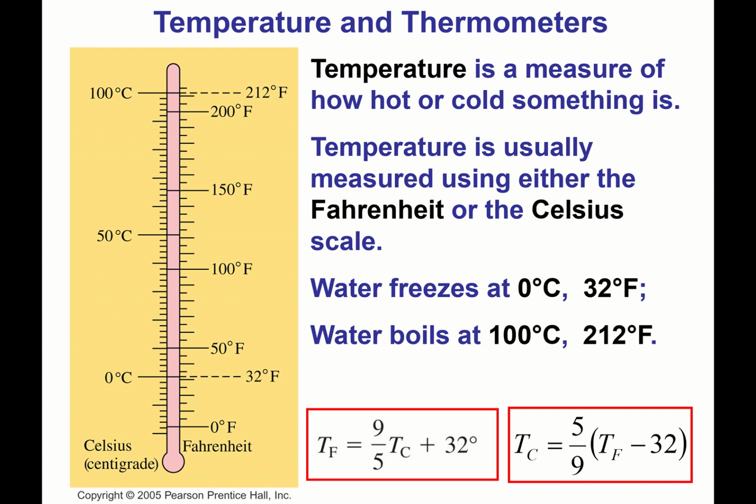Water freezes at 0 degrees Celsius and boils at 100 degrees Celsius. The Celsius scale is designed so there's exactly 100 degrees between boiling and freezing, whereas in the Fahrenheit scale, water freezes at 32 and boils at 212. So 1 degree Fahrenheit is smaller than 1 degree Celsius. The two conversion factors are shown at the bottom. Temperature in Fahrenheit is T_F = 9/5 T_C + 32, and the temperature in Celsius is T_C = 5/9 times (T_F minus 32).